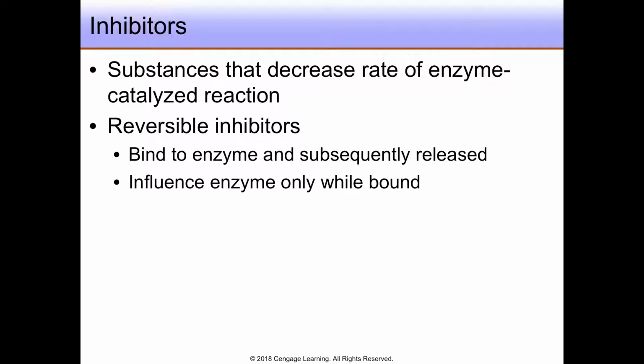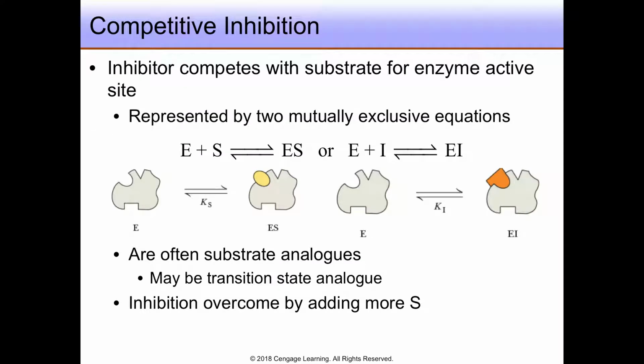All reversible inhibitors negatively affect an enzyme's activity, but they do so in various ways, and this distinguishes the types of inhibition. The first class we'll consider is perhaps the most straightforward, competitive inhibitors. These inhibitors compete for binding in the active site, and we can therefore represent two possible situations with their mutually exclusive equations, illustrated in the center of the slide.